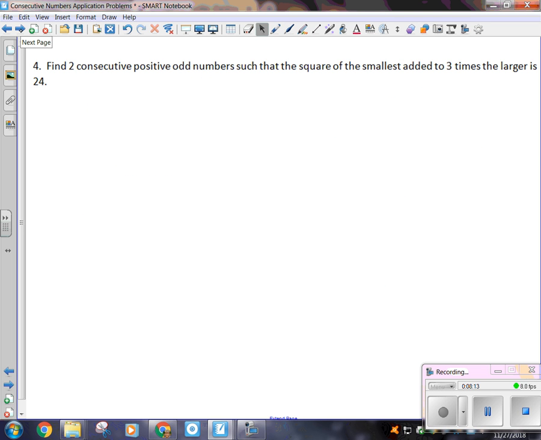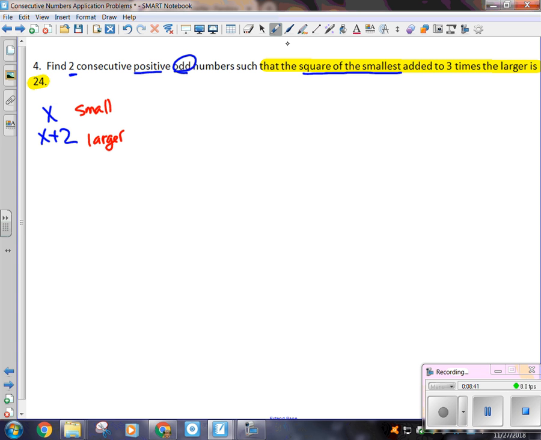Number 4. Find 2 positive. They're consecutive, they're positive, they're odd. I'm only looking for 2. So x and x plus 2. The part after the word such that is really where I'm going to focus my attention to help me write the equation. The square of the smallest. Well, this would be smaller and this would be larger. So the smallest one is x. Square of the smaller. Square of x. X squared.